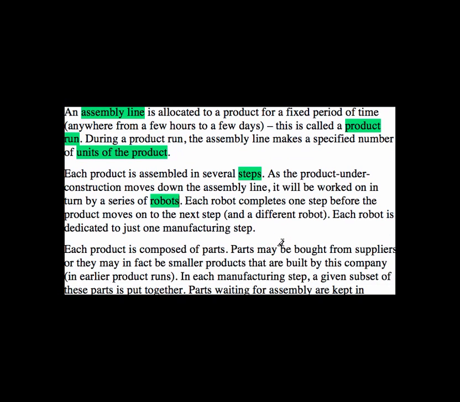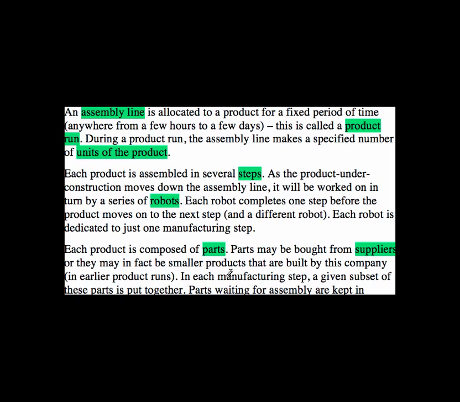Each product is composed of parts. That sounds reasonable. Parts may be bought from suppliers. Now that's another interesting one. Let's highlight that. Or they may in fact be smaller products that are built by this company. The notion of product again. We've had product before. These are smaller ones, but they're still products. And here is product runs. Runs of the product. We had that before.